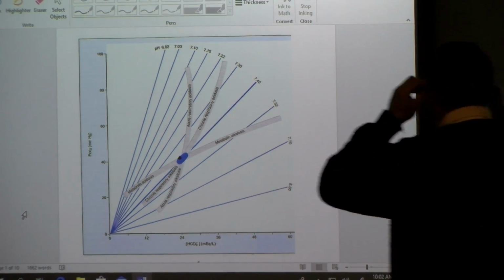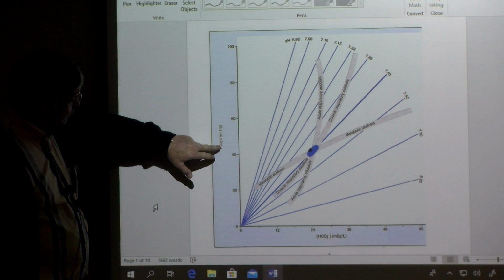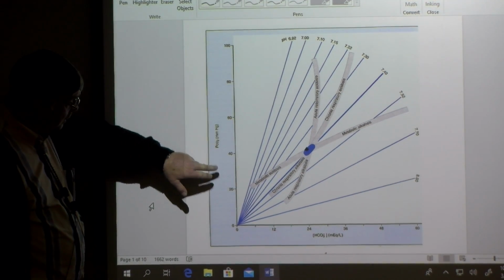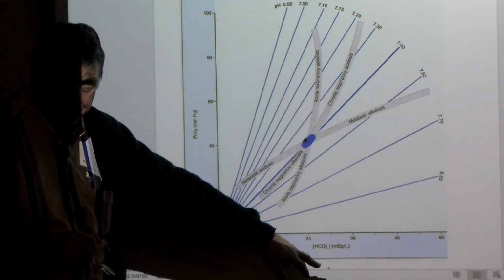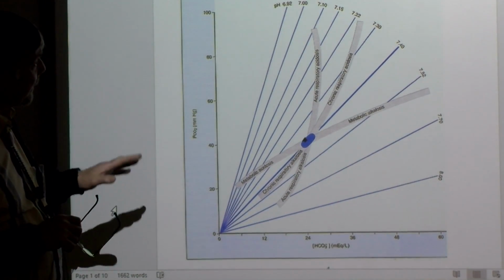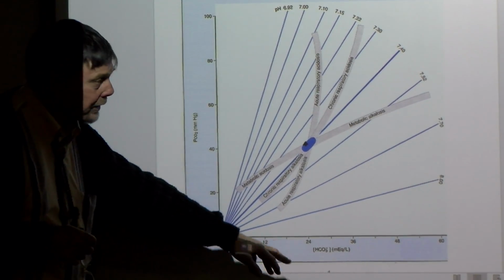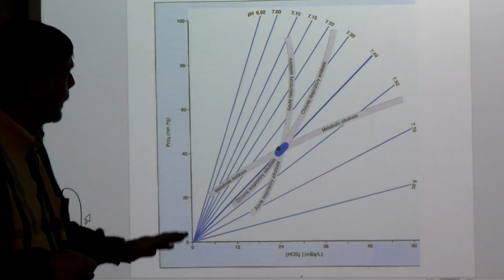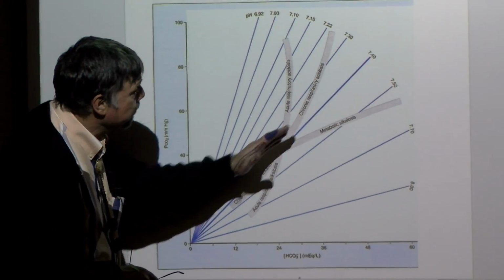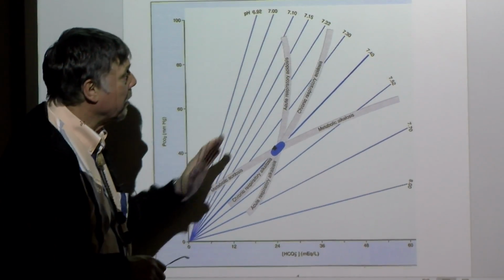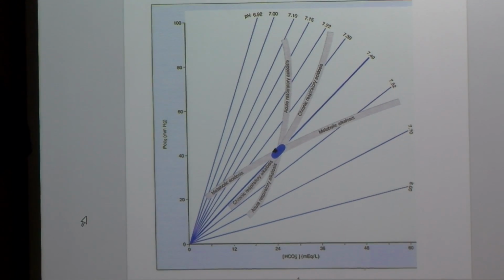So on this particular plot, we're plotting PCO2 against bicarbonate, and you might predict if you plot PCO2 against bicarbonate from that equation, then pH would be a straight line. Okay, so we have pH lines that go like so. Make sense to you?